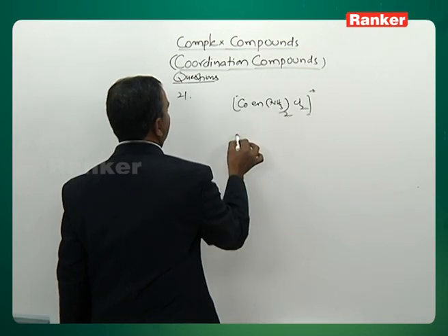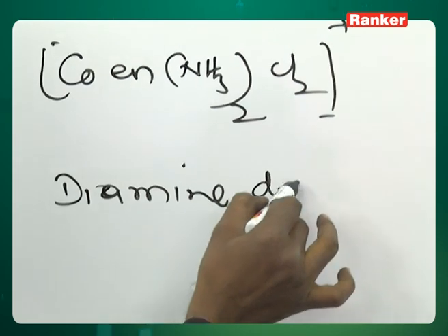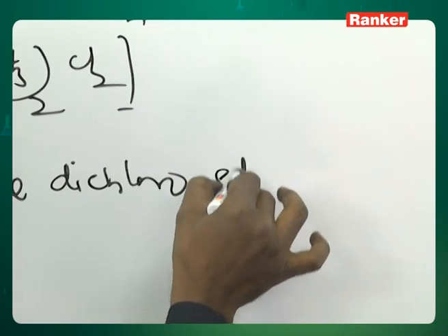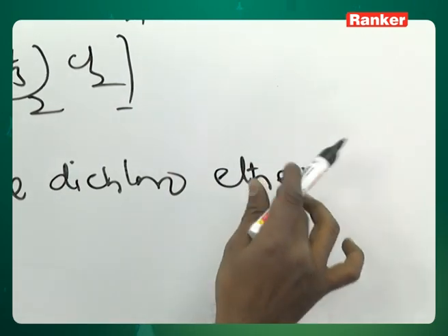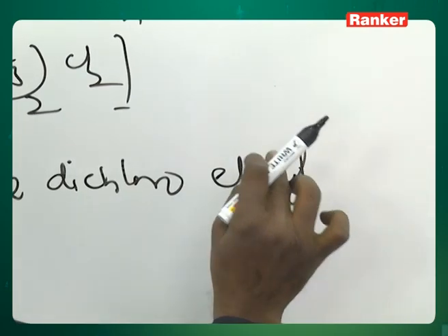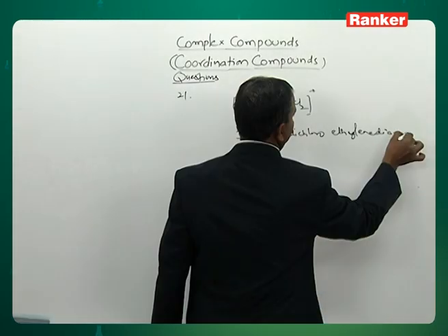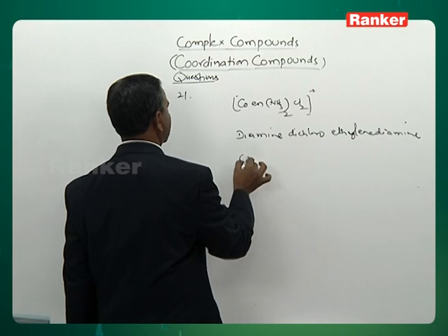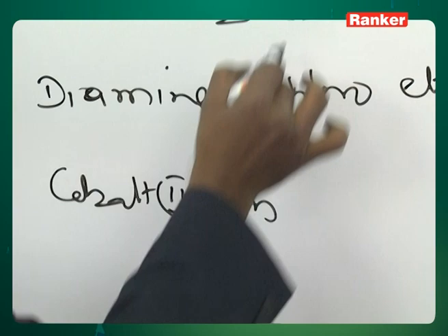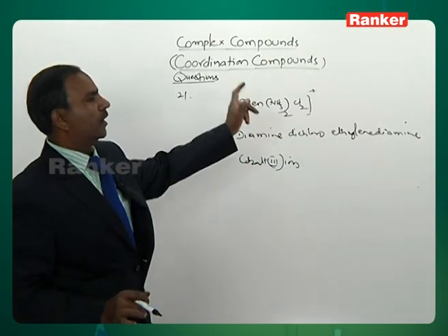Now, diammine, dichloro, ethylenediamine, cobalt(III) ion, since there is a charge. Diammine, dichloro, ethylenediamine, cobalt(III) ion. This is the name of the complex.